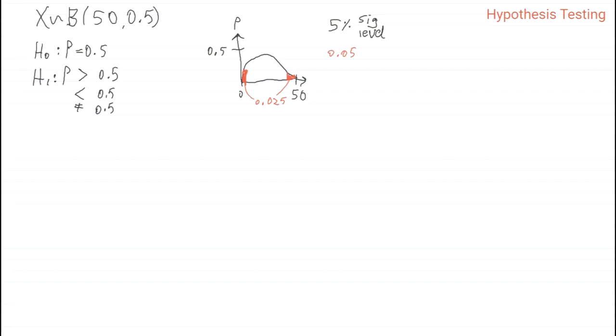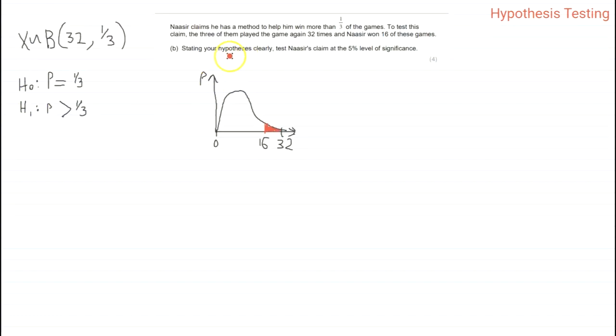So in this first question we have someone who's playing a game. He's playing the game 32 times, and he's winning it a third of the time, supposedly. In the trial that we've done, he's won it 16 times, and we're trying to figure out whether that shows that his new method for playing the game is actually increasing his probability of winning it.